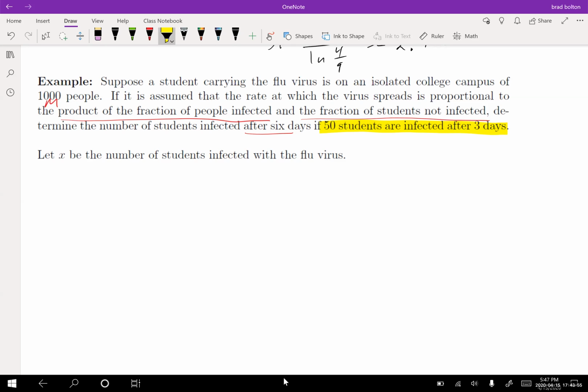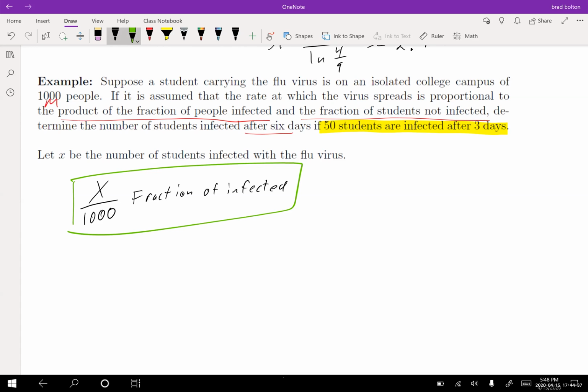So we're going to let X be the number of students infected with the flu virus. So this is a little bit different one. We got to kind of set this up. The fraction of those infected. So X represents the number of students infected. Do we know how many are infected? No. So we're going to say X over 1,000. That is the fraction of people infected. Okay, so that's kind of a weird way to say it, but technically that's true.